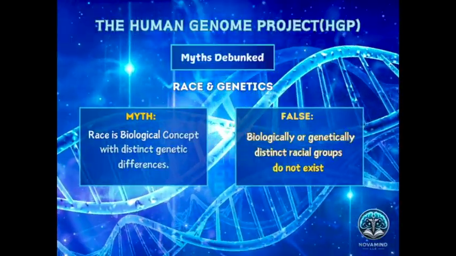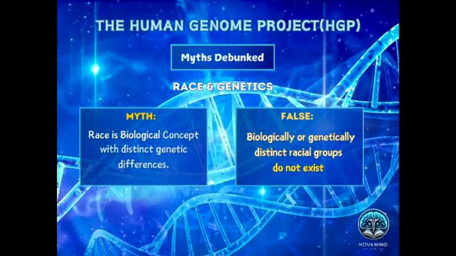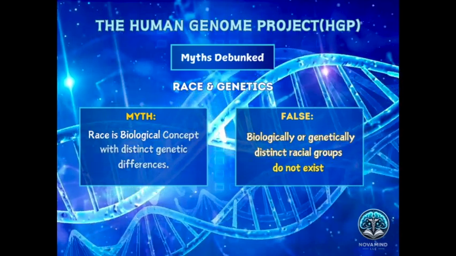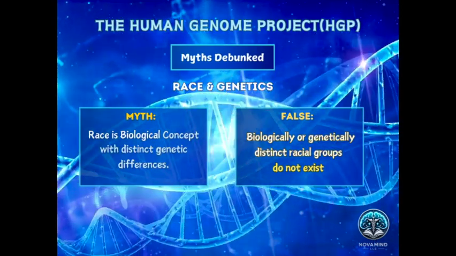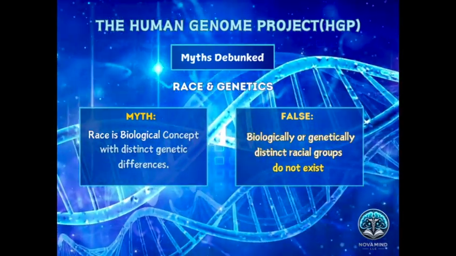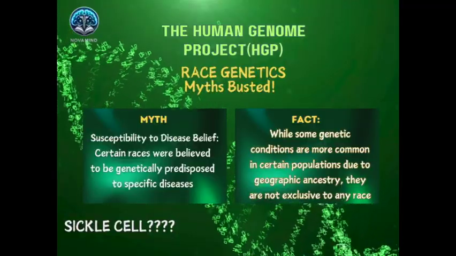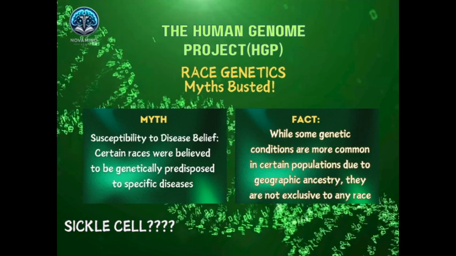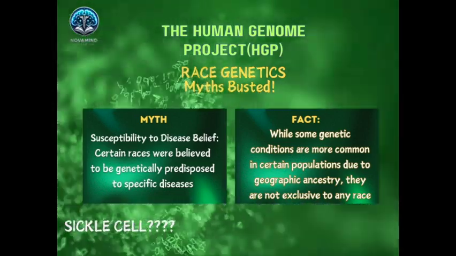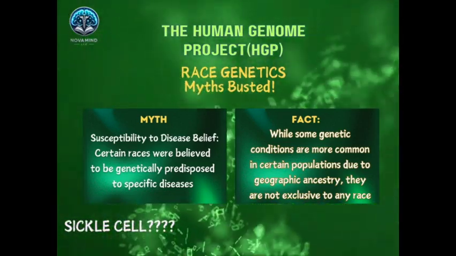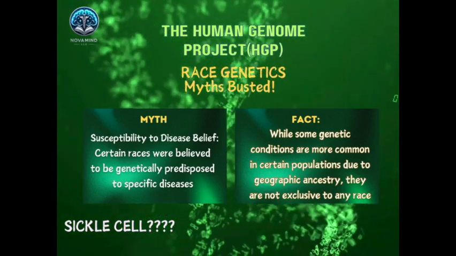The findings of the Human Genome Project are critical for healthcare professionals as they debunk many race-based myths, particularly in relation to health and disease susceptibility. For instance, it was once believed that certain races were genetically predisposed to specific diseases, like sickle cell anemia was taught to us to be categorized as a Black person's disease.